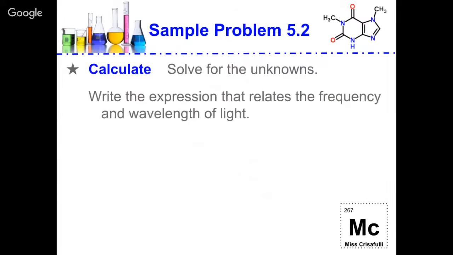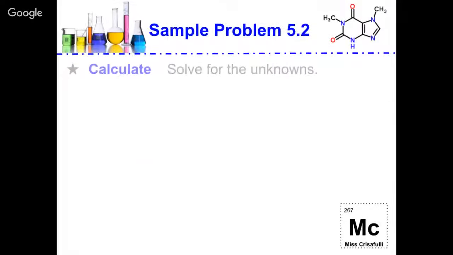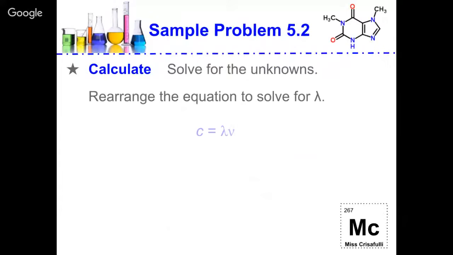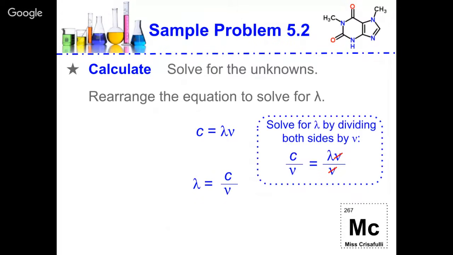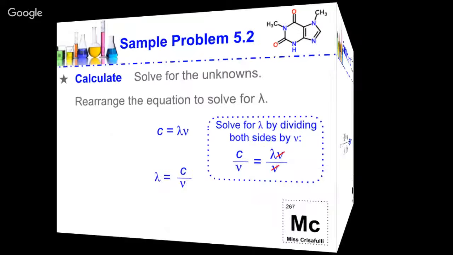First, we're going to write the expression that relates the frequency and wavelength of light. Then what we need to do is rearrange that equation and solve for lambda. So c equals lambda nu, so we get lambda equals c divided by nu. And to do this, we divided by nu to get lambda by itself.